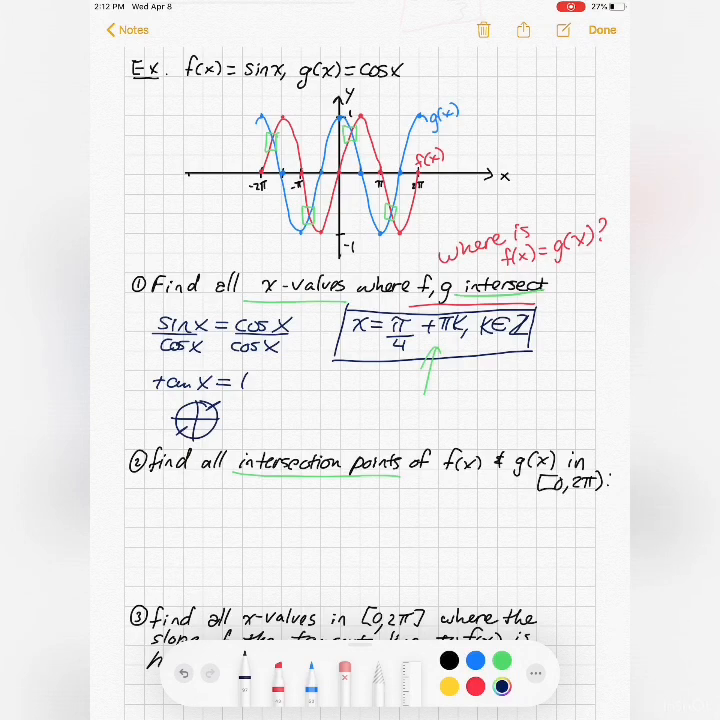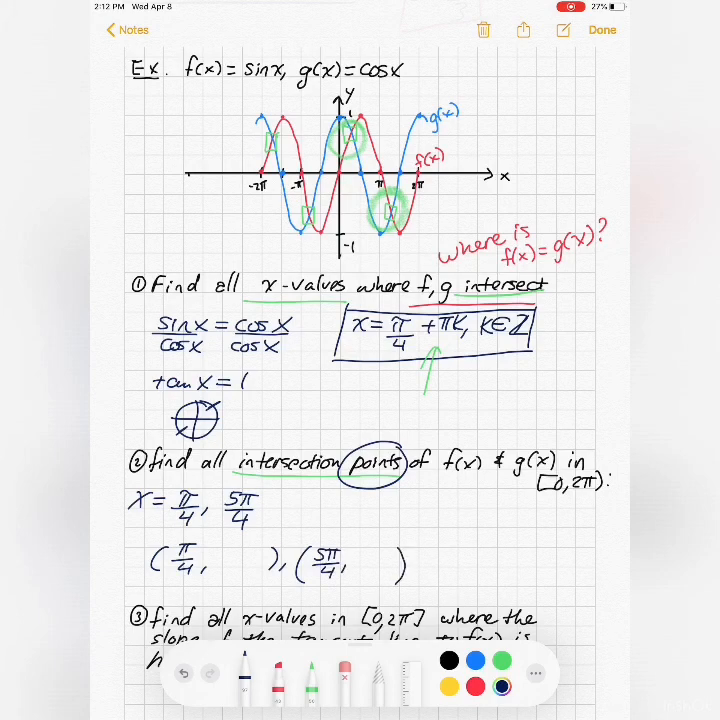So what are my x's in that interval? Let's look back up here at the graph for a second. It's going to be this one and this one, right? So in 0 to 2 pi, I have pi fourths and 5 pi fourths for my x values. But if I want points, that means I have to get the corresponding y values.